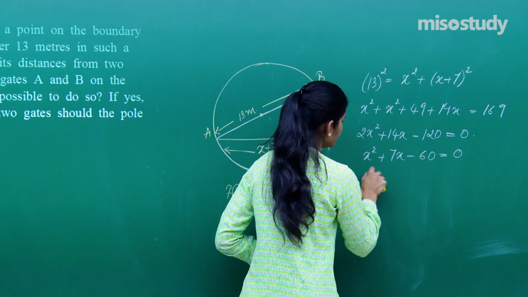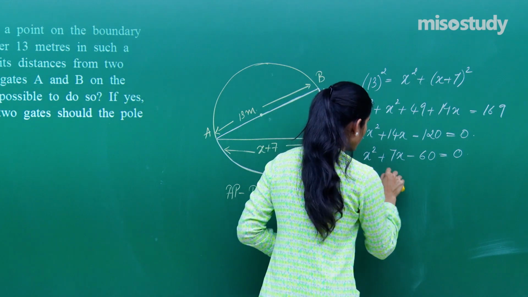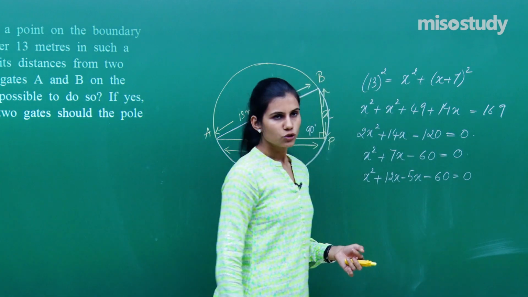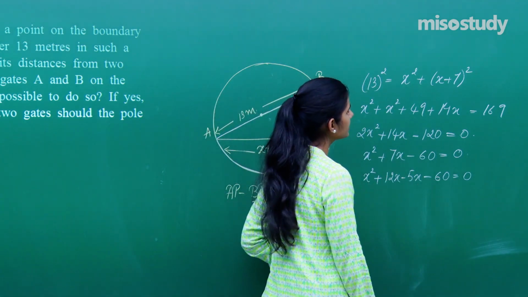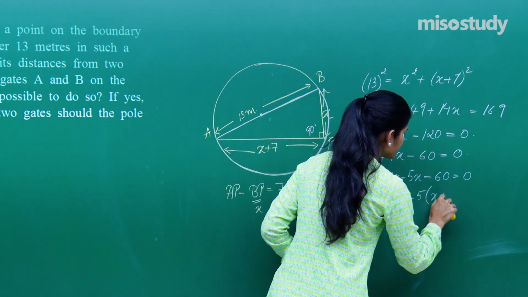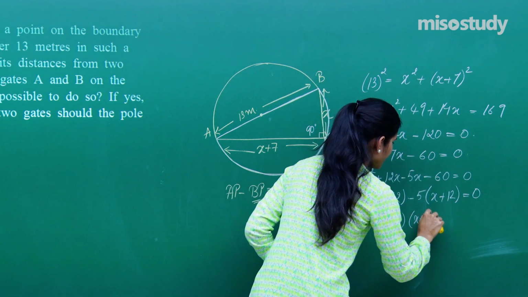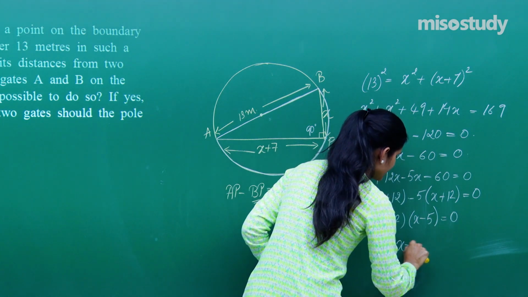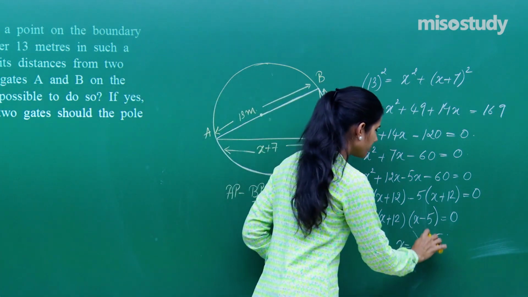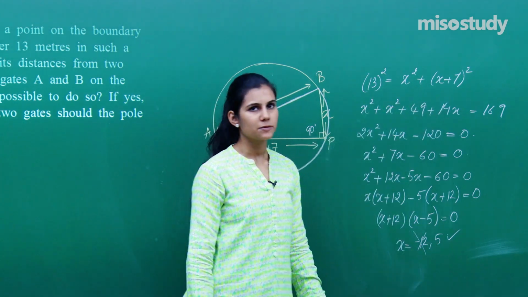Right? We just did something like this only. I told you 12 into 5 is 60, 12 minus 5 is 7. So x square plus 12x minus 5x minus 60 is 0. 12 minus 5 is 7, 12 into minus 5 is minus 60. So you have x plus 12 times x minus 5 is 0. X is coming out to be minus 12 and 5. X is the measure of a side, so it cannot be minus 12. Yes, there is a real number which is satisfying 13 square equals x square plus x plus 7 whole square.